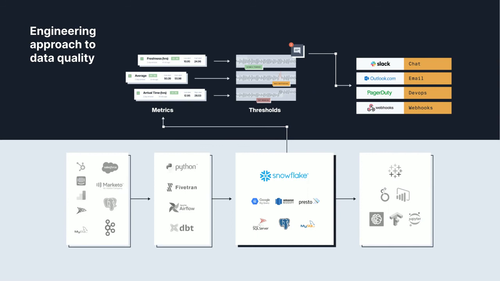Bigeye connects directly into your data warehouse in order to collect metrics about the state of your data. Freshness, how up to date is the table, row counts, averages, nulls, all of these metrics are then collected and recommended to you through a process called autometrics, where you can easily deploy more of them across a larger number of data sets without having to copy over configuration or SQL.